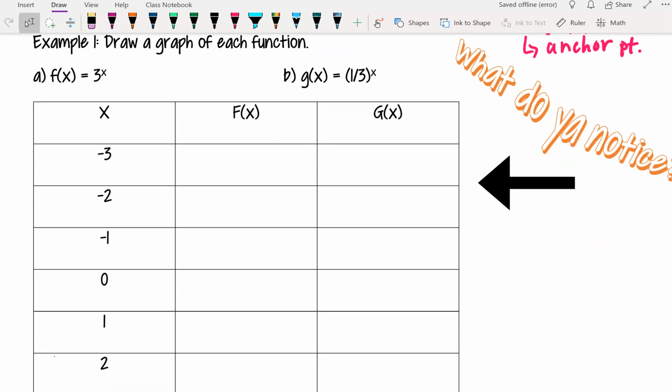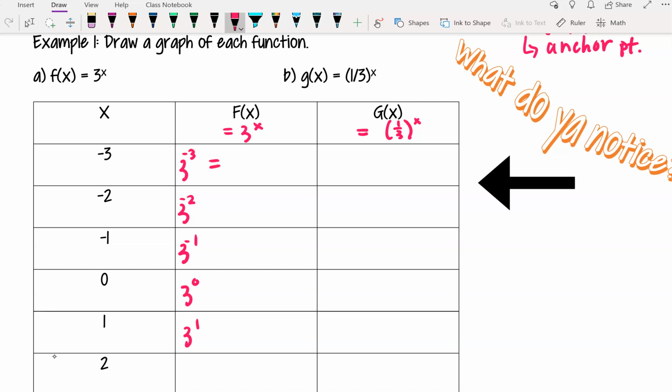For example 1, we have f of x equals 3 to the x, and part b, g of x equals (1/3) to the x. If I'm using my functions, I have these numbers, and I'm going to plug these numbers in for x. So 3 to the negative third, 3 to the negative second. I'm going to plug all these numbers in for where x is, and then I'm going to simplify.